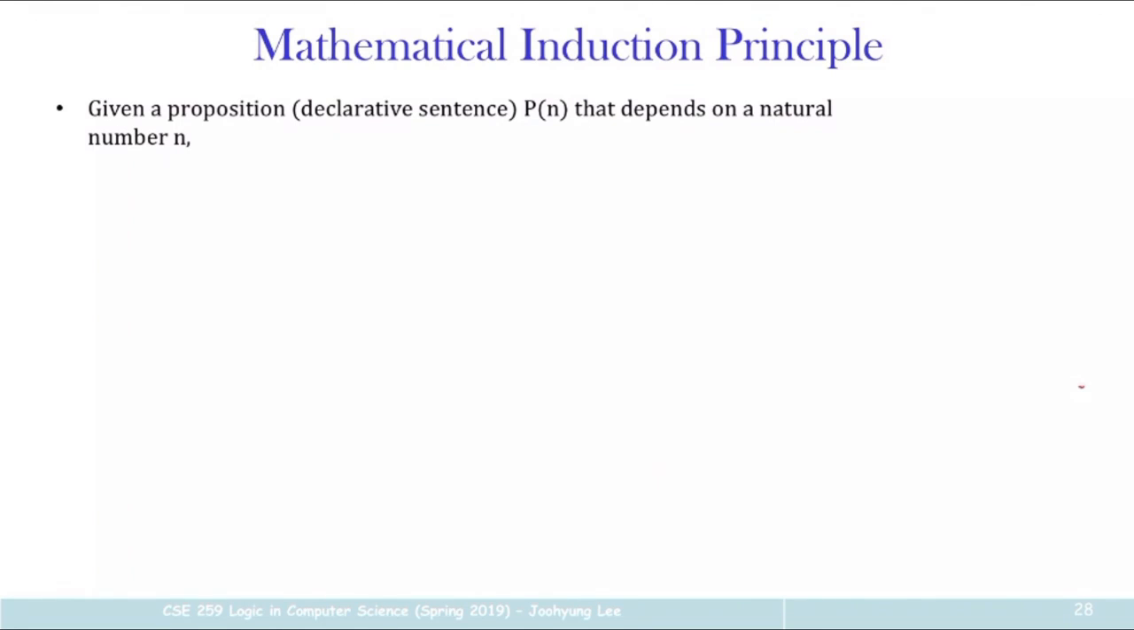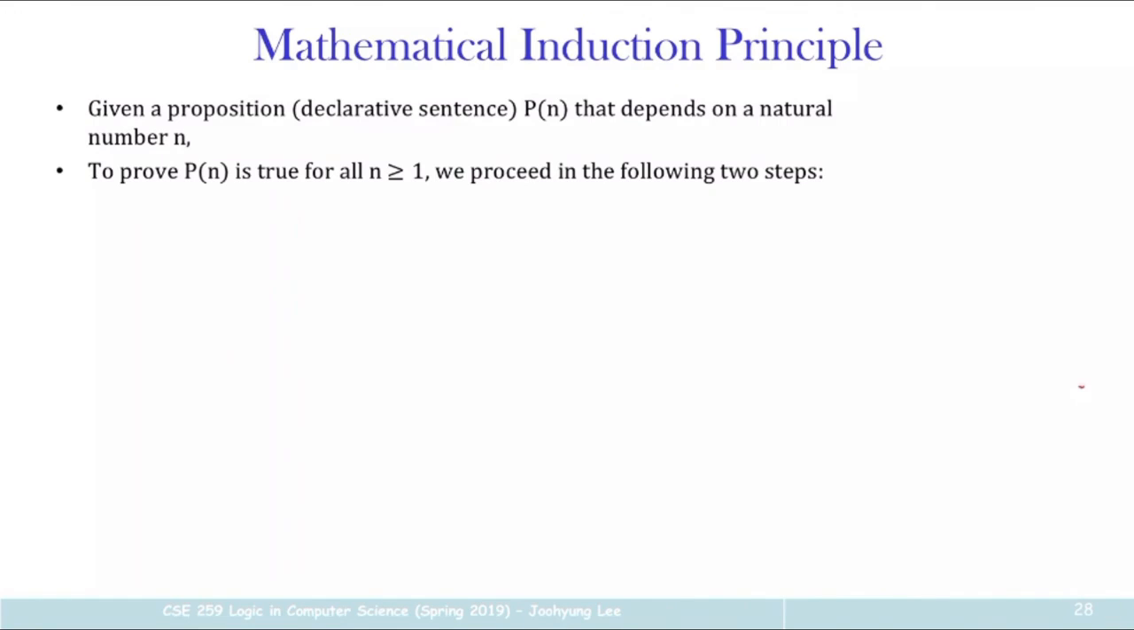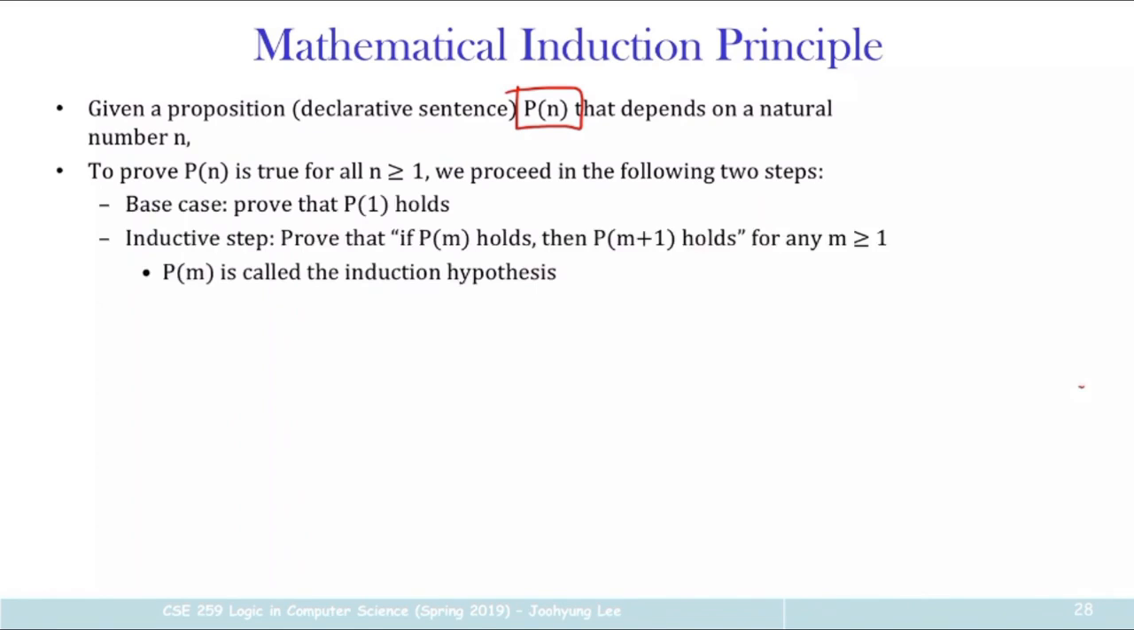And you may have seen this induction principle before. Okay? So what is induction saying? The induction has the parameter n. So it is a statement, some declarative sentence P, but it has a parameter n. Okay? So to prove P of n is true for all natural numbers greater than or equal to 1, we show these 2 cases. One is the so-called base case, prove that P of 1 is true. And the other case is the inductive step. If P of m holds, then P of m plus 1 holds. If you can show these 2 cases, then you can claim that P of n holds for all numbers n. That's the induction principle.